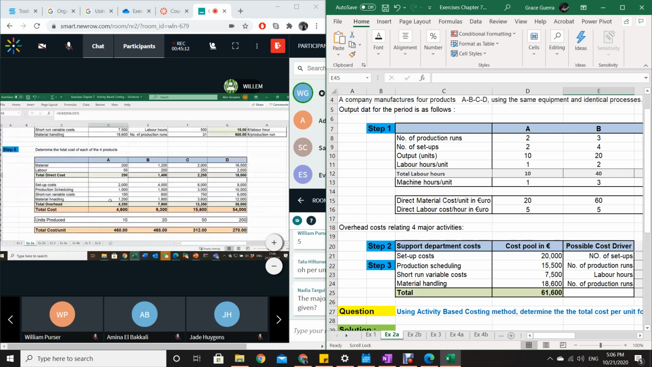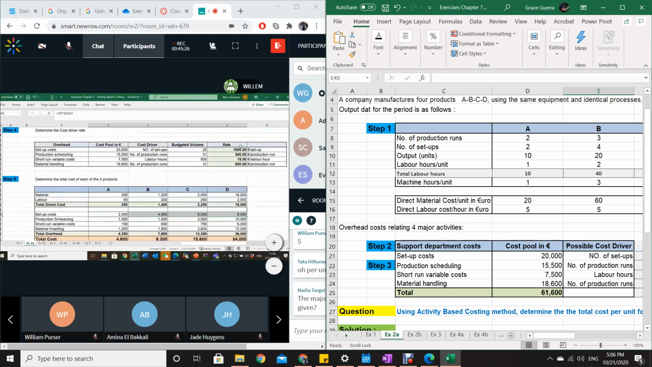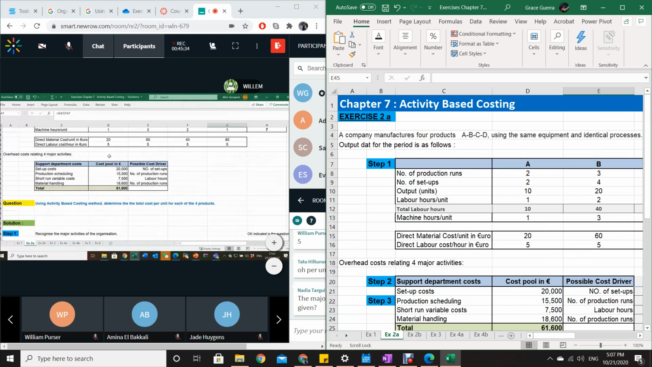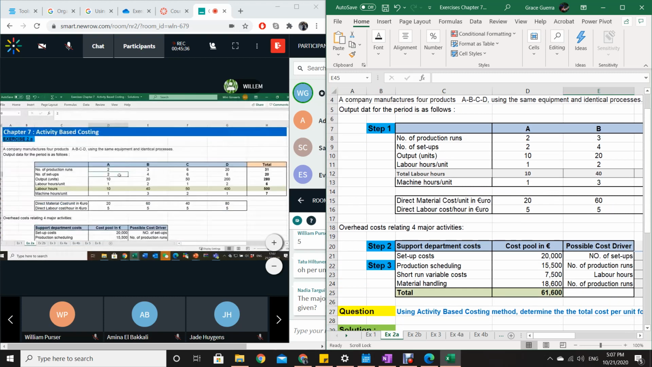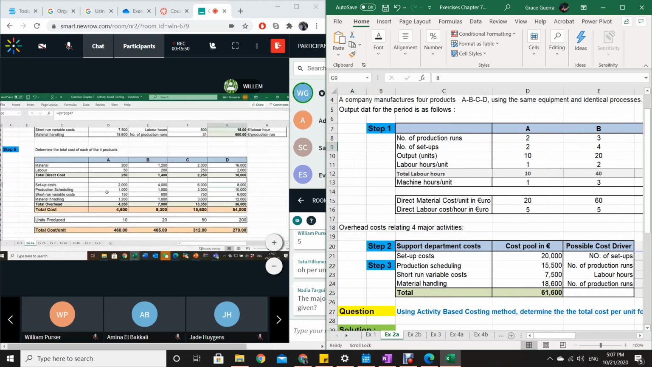Then again, you make the allocation. It's a little bit the same as we see in absorption. How are you going to do this? You have a total setup cost of 20,000, and you allocate it related with this ratio. So it's 1,000 per setup. In the A article, there are 2 setups. So this means 2 times 1,000. In the product D, there are 8 setups, meaning that we allocate 8,000. What you see here. We do this exactly the same always.